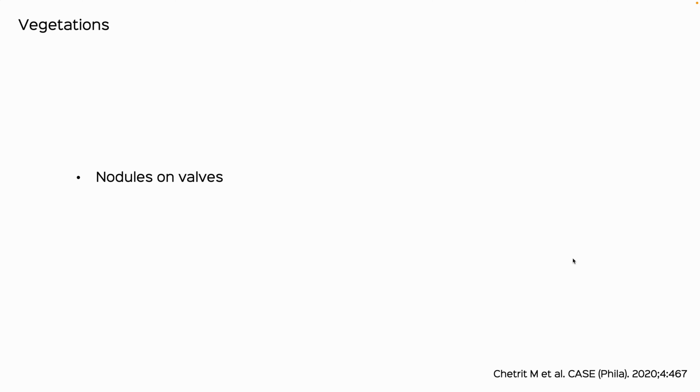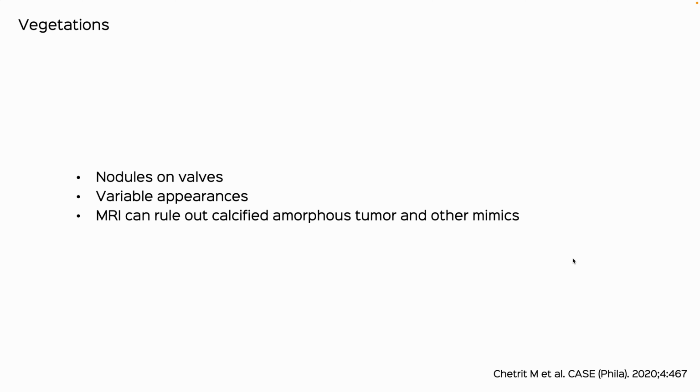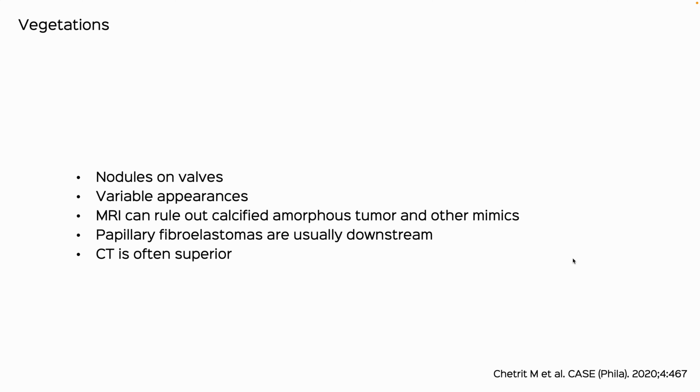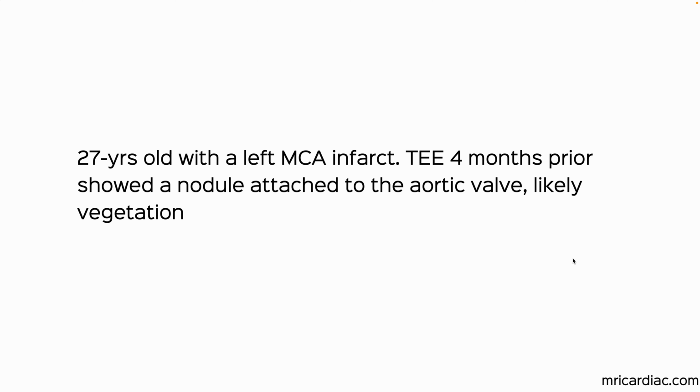So vegetations are nodules on valves. They have variable appearances. MR can rule out calcified amorphous tumor and other mimics, but papillary fibroelastomas are difficult to differentiate, though they're usually downstream. That means they'll be on the aortic side of the aortic valve and on the ventricular side of the mitral valve. And CT is sometimes superior, a cardiac CT, not a plain CT, to just identify vegetations.